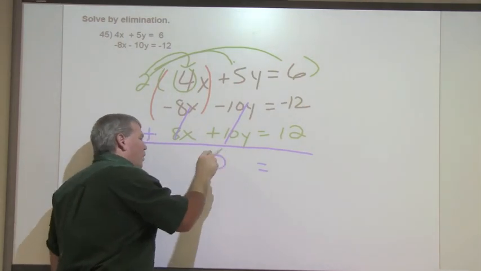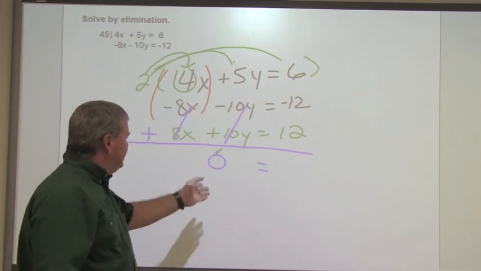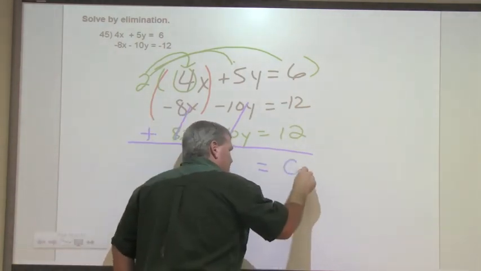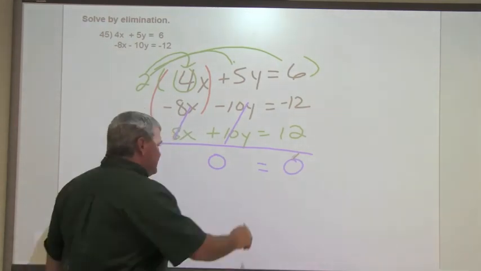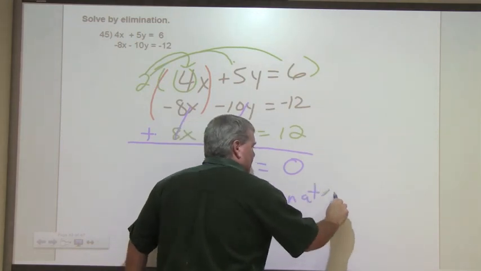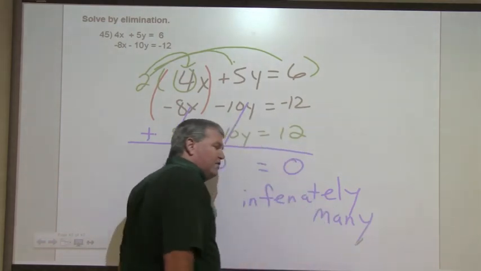A 0. It is not nothing. It's not like everything disappeared. 0 is a number, so make sure you put 0. 12 minus 12 is what? 0. Now, does 0 equal 0? Yes. So this is infinitely many solutions. Okay, it has infinitely many.